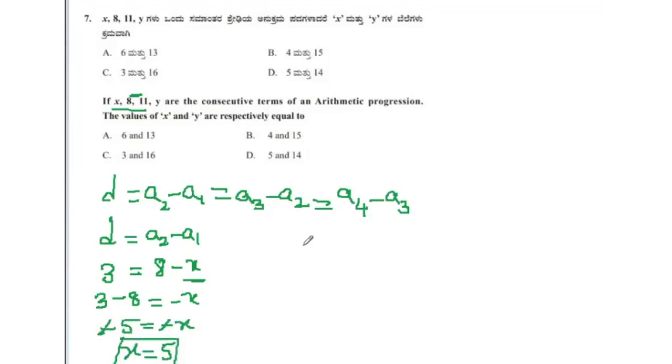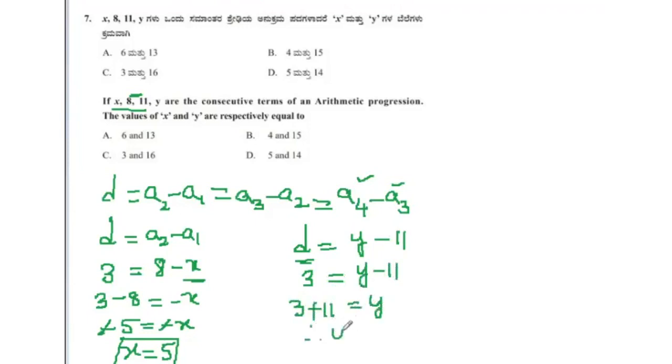Also, the common difference is equal to A4 minus A3. A4 in this question is y and A3 is 11. We already know the common difference in this arithmetic progression is 3, which is nothing but y minus 11. Minus 11 moves to the other side and becomes plus 11, so y is 11 plus 3, which is 14. So the correct option for this question is x is 5, y is 14.